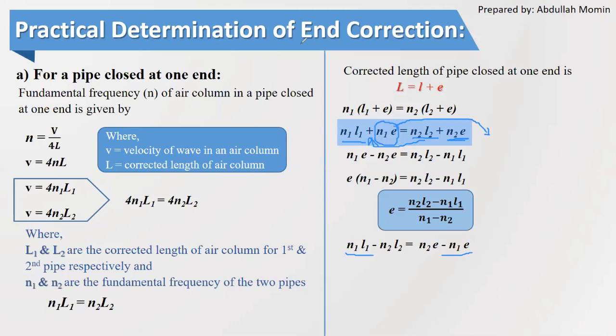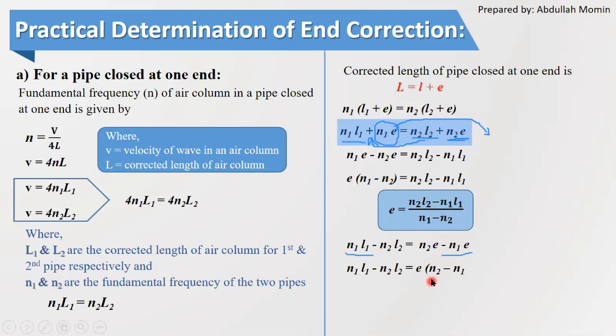So now we have N1 L1 minus N2 L2 is equal to N2 E minus N1 E. Now the term containing E is on the right side of the equation, and in both terms E is common, so we will take E outside the bracket, and this equation can be written as N1 L1 minus N2 L2 is equal to E, which is taken common, and in the bracket N2 minus N1.